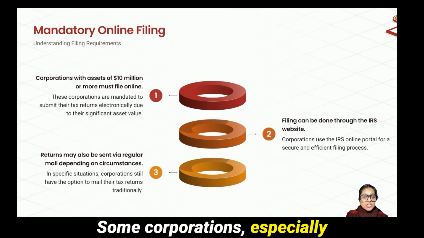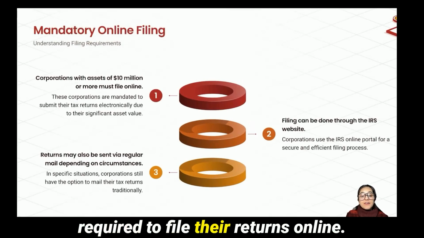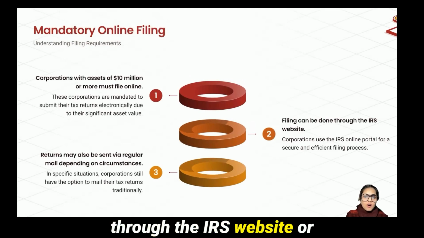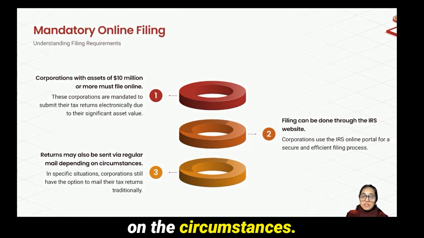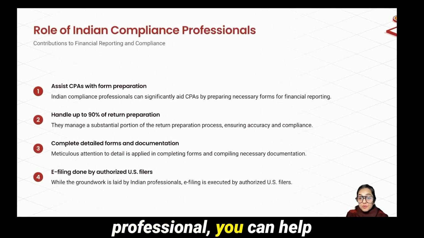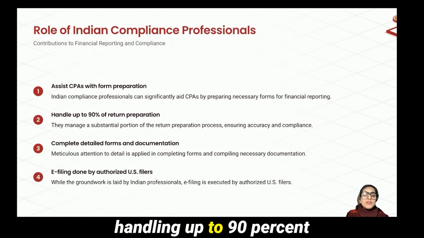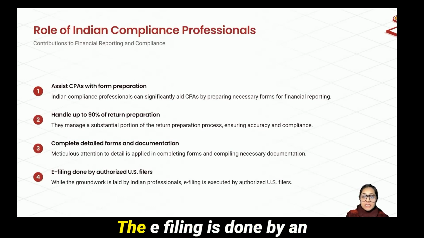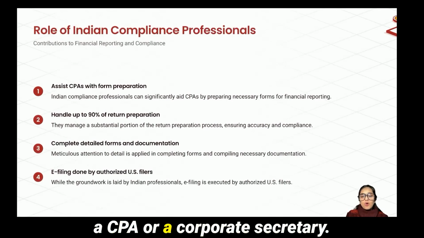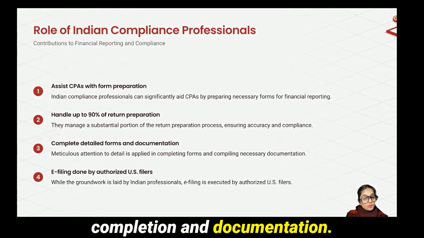Some corporations, especially those with assets of $10 million or more, are required to file their returns online. This online filing can be done through the IRS website or sent via regular mail depending on the circumstances. As an Indian CA, CS, or compliance professional, you can help CPAs prepare these forms. You will do the backend work, handling up to 90% of the return preparation. The e filing is done by an authorized filer in the US, such as a CPA or a corporate secretary. You will be doing the detailed work, including form completion and documentation.